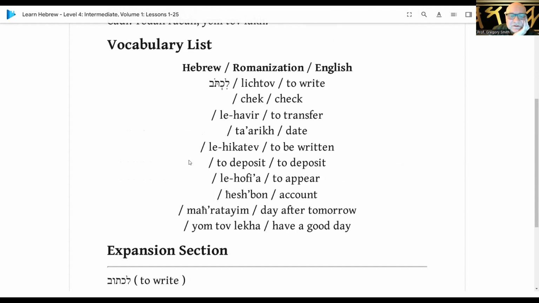Lehavir is to transfer. Tarich is a date. Lehikatev. It's just strange that they don't want to put many of these things in Hebrew to be written. To deposit, we got that one. Lehofia, to appear, heshbon. Mahoratayim, look at that, day after tomorrow. We got that right. Yom tov lecha, have a good day.